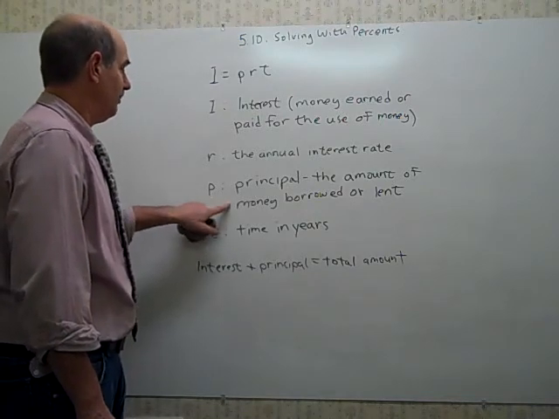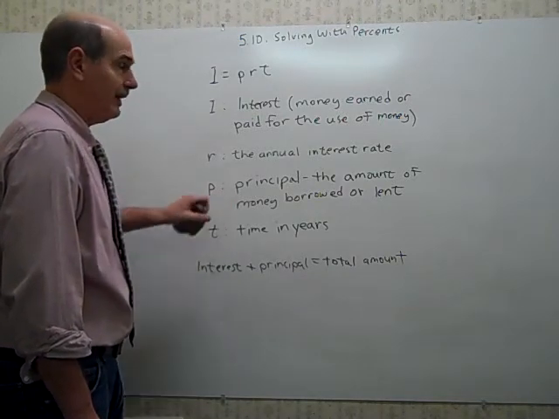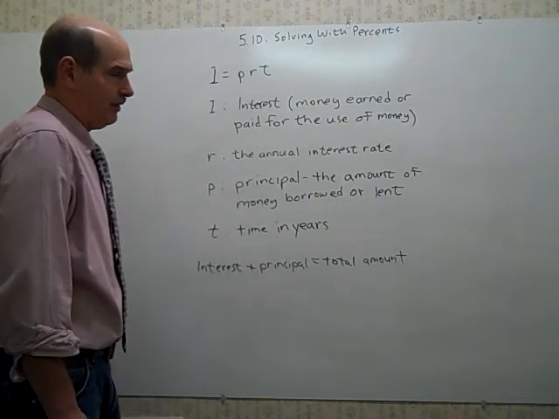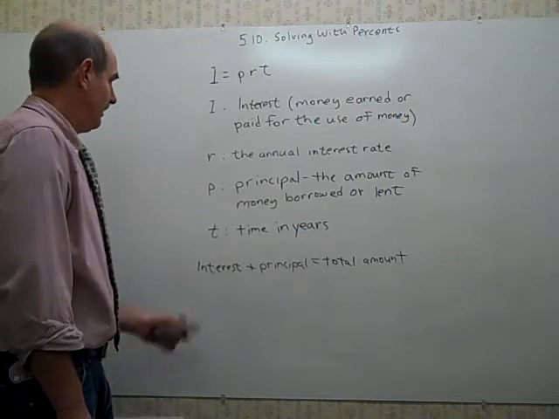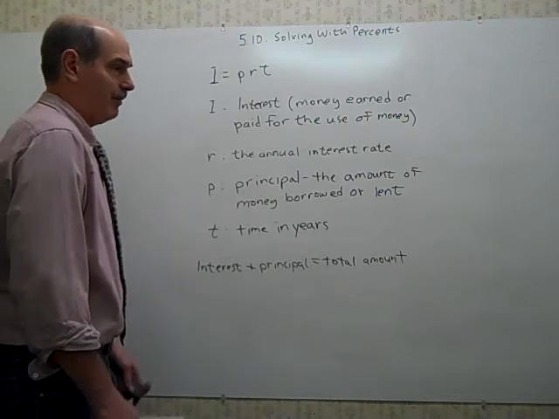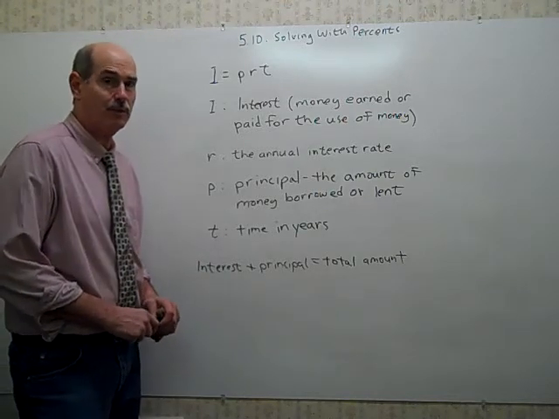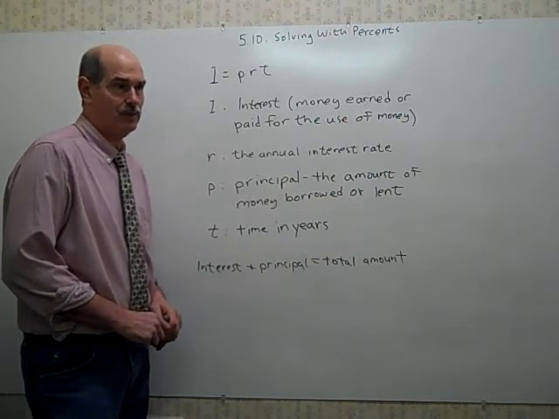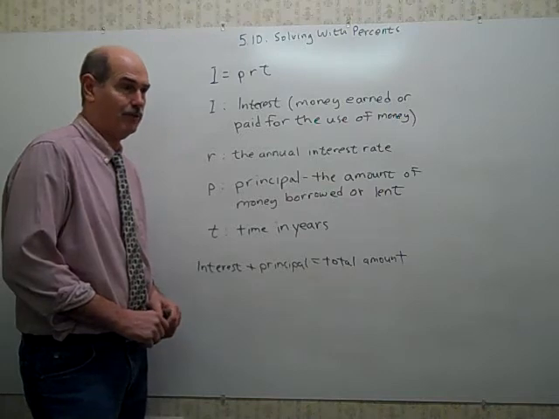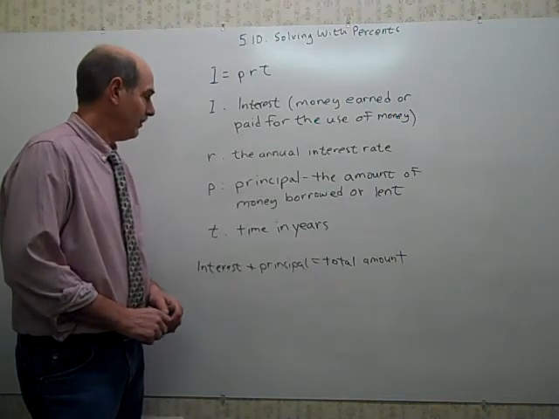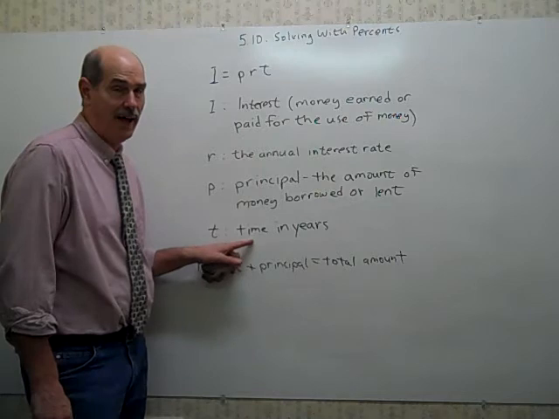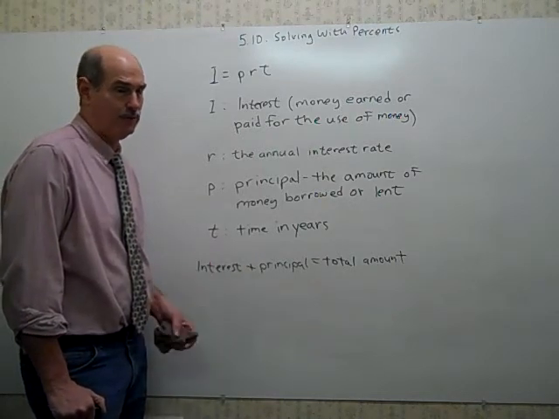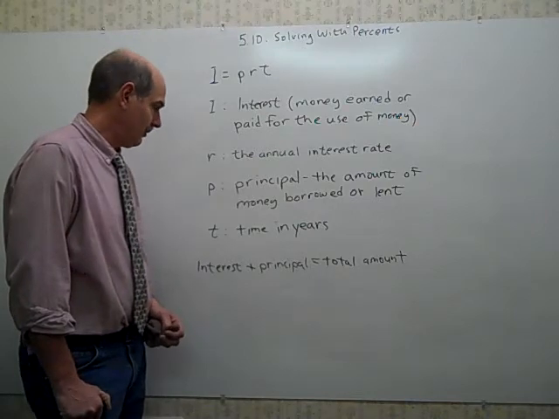Principal is the amount of money that you borrow or that is lent. And T is the time in years. Since we're saying like 3% per year, then the time has to be in years. And if the time is given in months, as it will be in some of the problems, you have to convert that to either a fraction or a decimal number representing what part of a year it is. For instance, if it's 6 months, you could use for T either a half, because 6 months is half of a year, or you could use 0.5, whichever is most convenient.